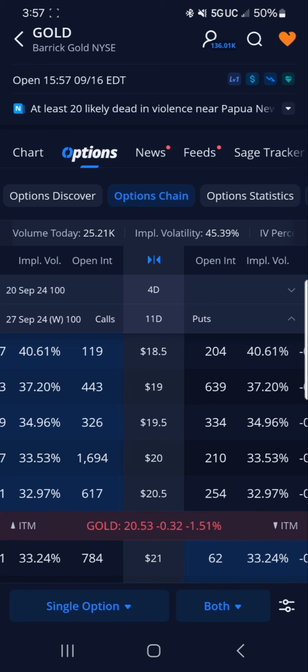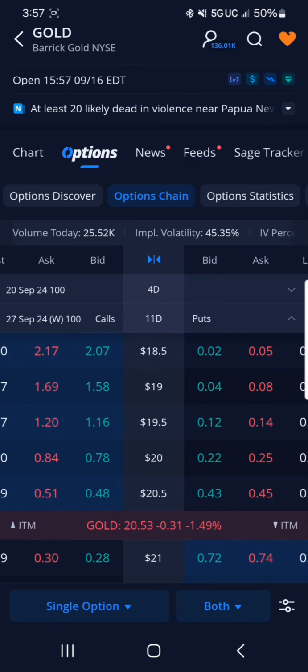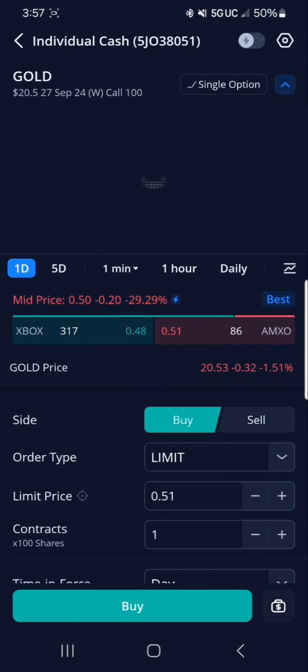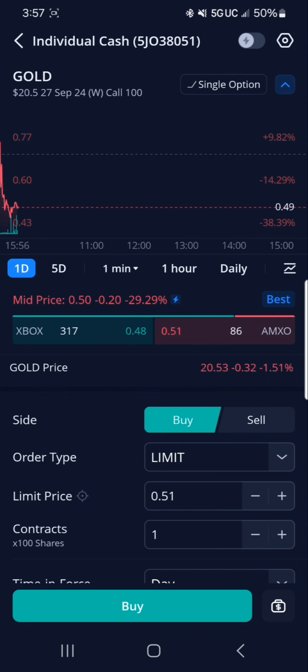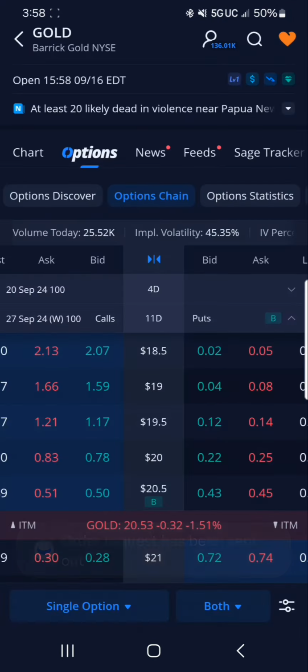I like this. There's a lot more people agreeing with me that this is going to go up rather than down. So I'm going to go ahead and grab 2 of these 20/50 calls, because then I can scale out of the trade. I prefer to do that, honestly, if I can. Mid price is 50. Let me get 2 of these bad boys right now for 100. Let's see if I can get filled on that.